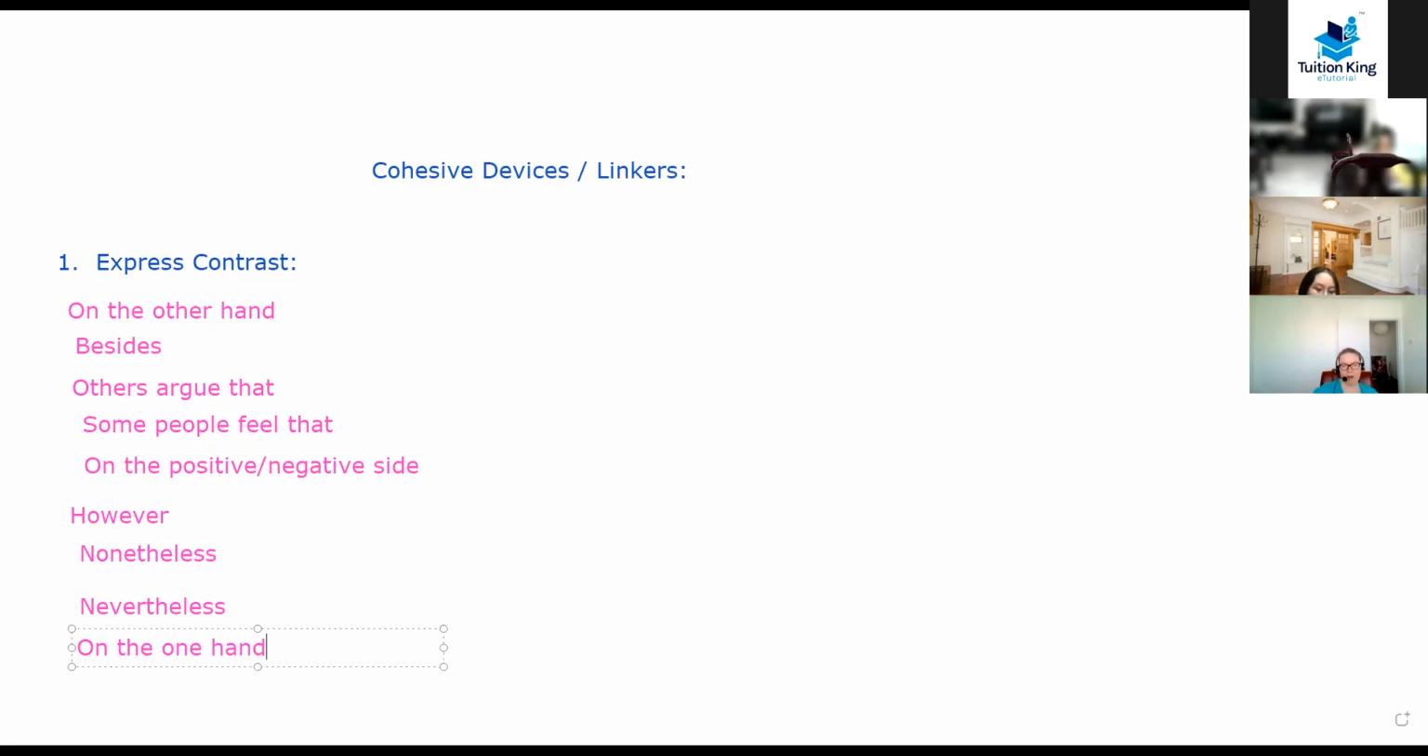Okay. All right, let's look at the next one, number two. Can you remember linking devices which add more information? In addition. Very good. Excellent. In addition. Any others? Furthermore. Very good. Any others? Besides. Very good. You can use besides as well.